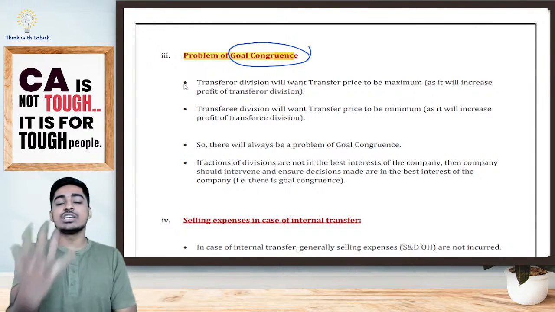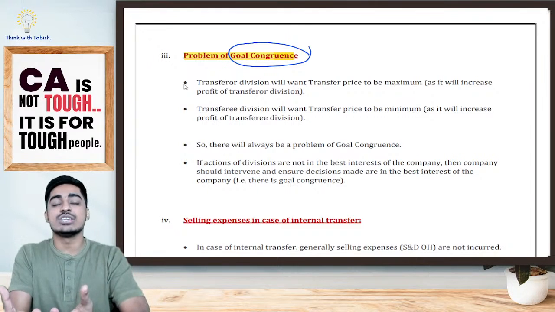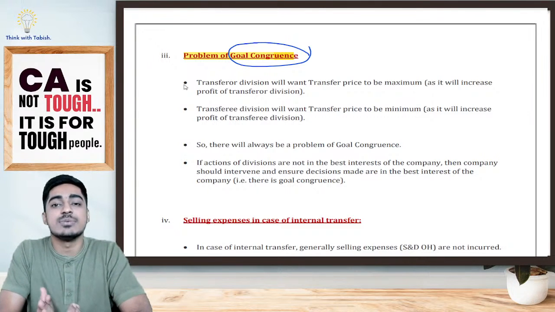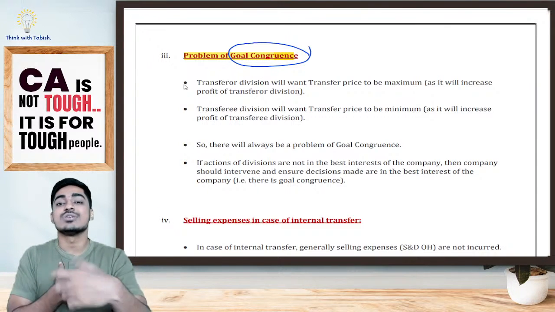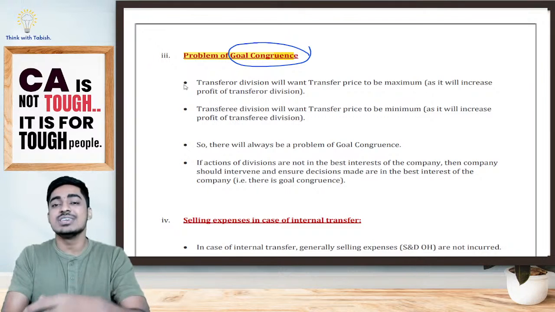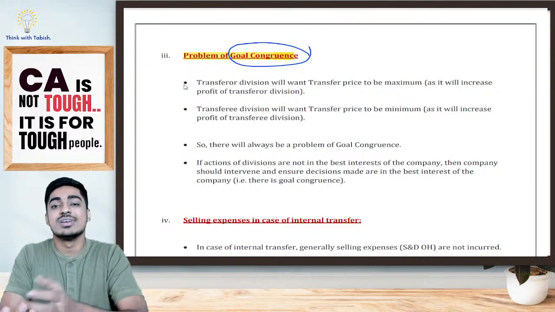I want you guys to become a CA, and you also want to become a CA. Then we can work together and ensure that you become a CA. But if you want to become a CA and I don't want it, our goals are not congruent. Or I want you to be a CA, but you are not interested, you are least bothered. It will not happen.